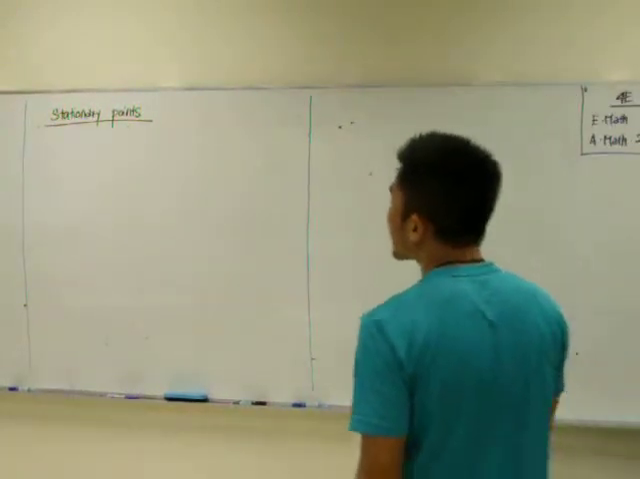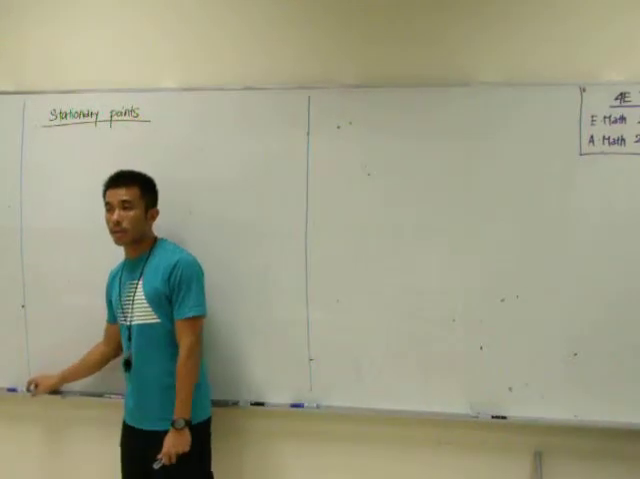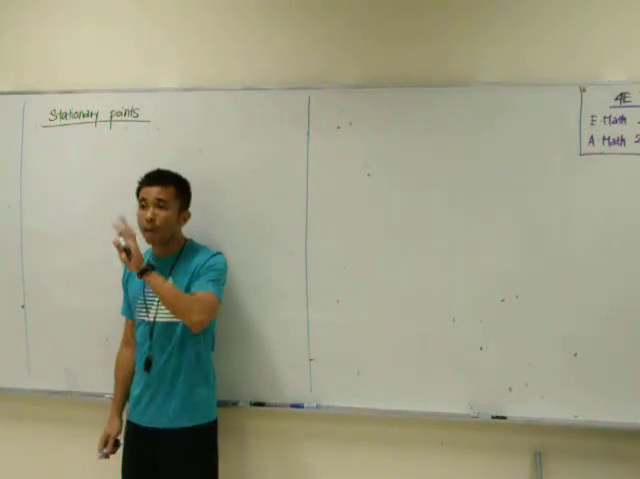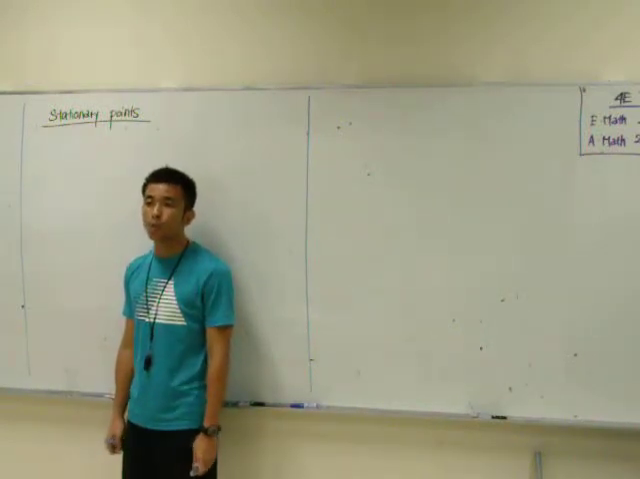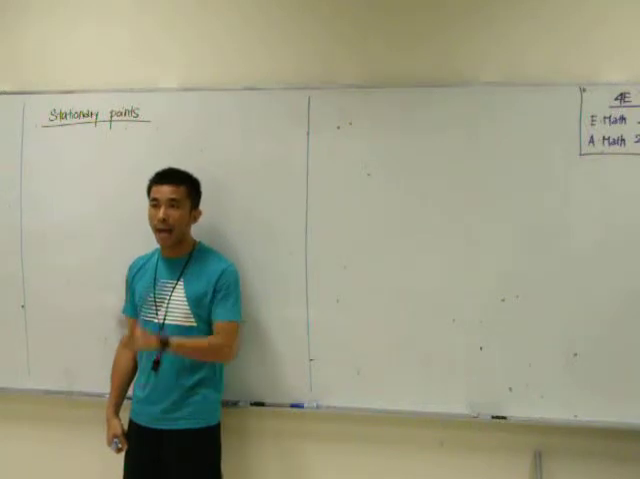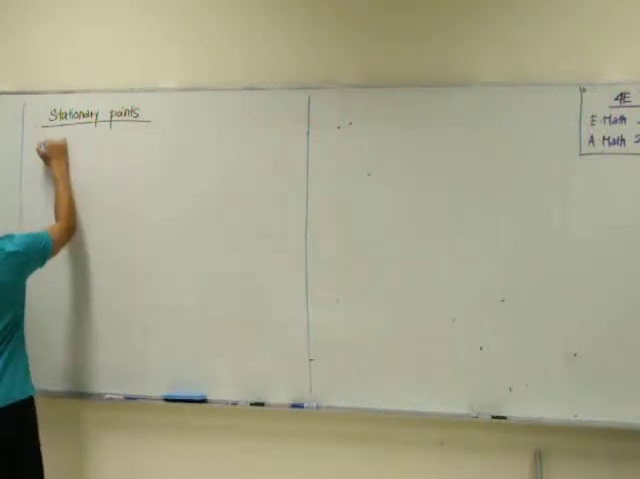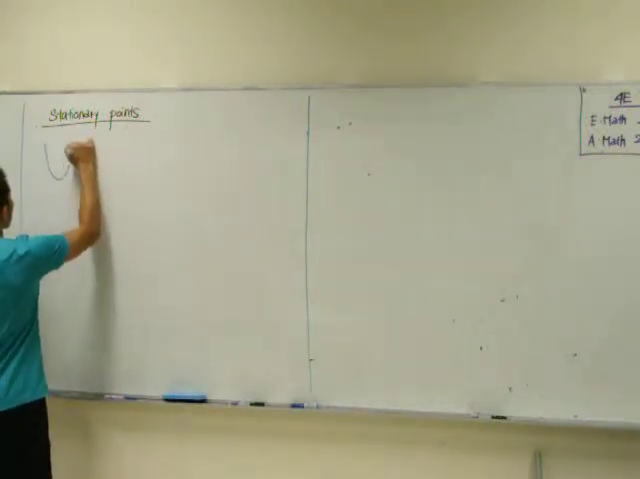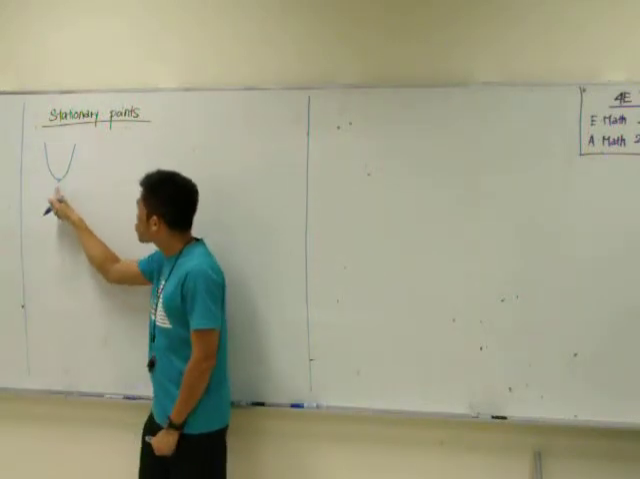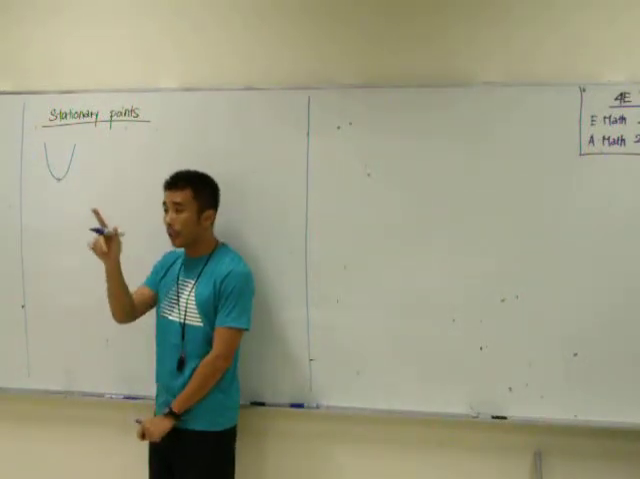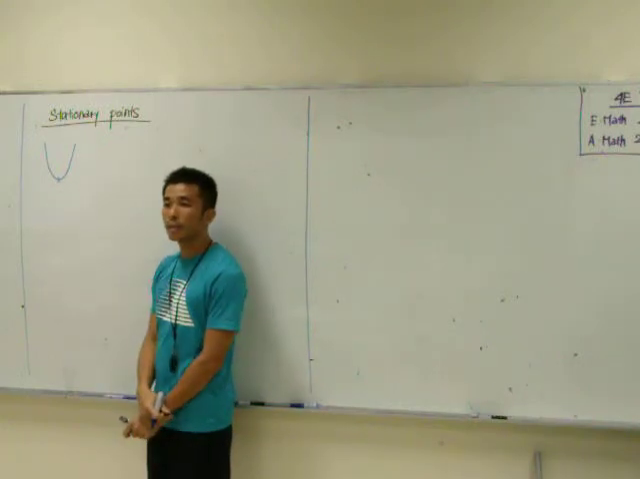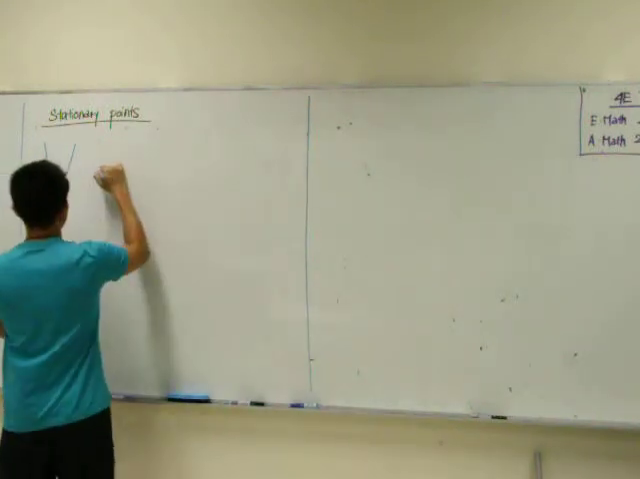Okay, what exactly are stationary points? I can tell you, you have learned stationary points, just that you do not know it's called a stationary point. I give you a few examples. What do you use to call this? Turning point. What other thing? Minimum point.